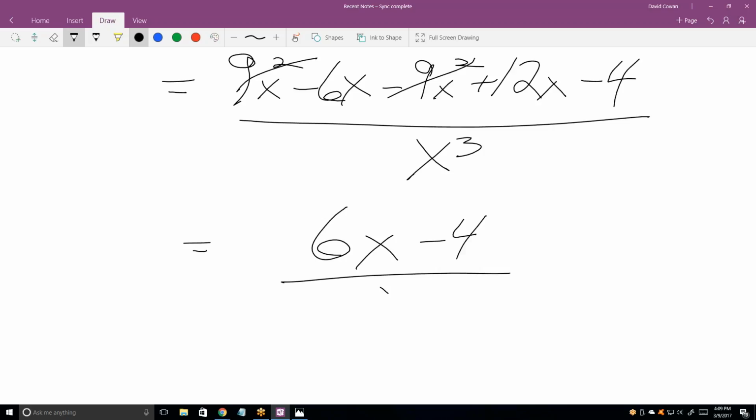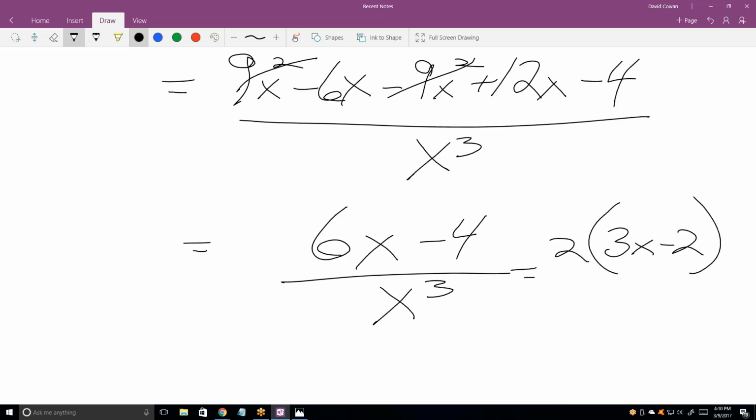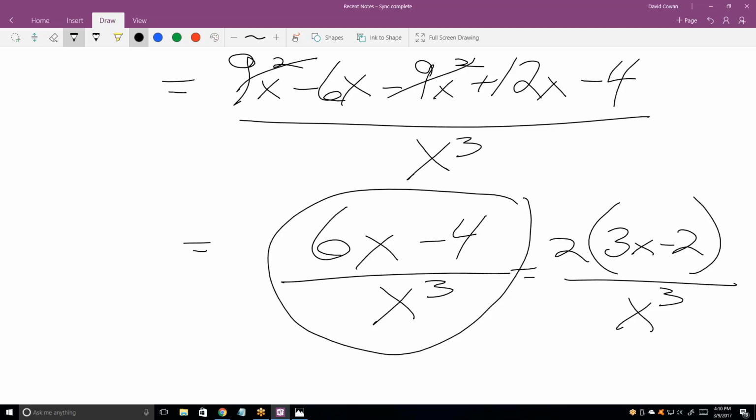And in the denominator, I still have that. And there's not really much I can do more at this point. I could factor out a 2 from the numerator, but it doesn't really do any good. If I factor out a 2, I'm not able to simplify anything. And when you're not able to simplify it, there's no point in factoring it out. So this is a perfectly acceptable answer.